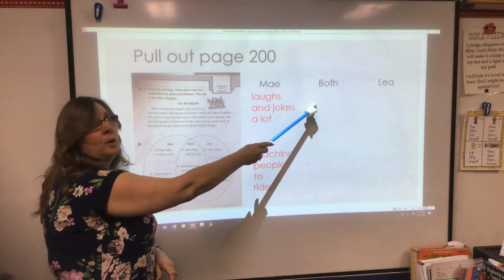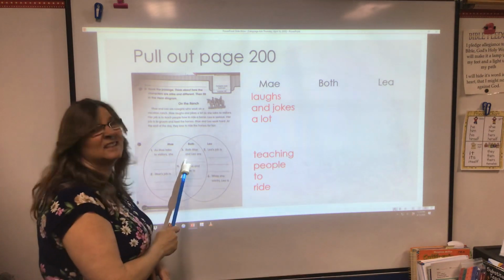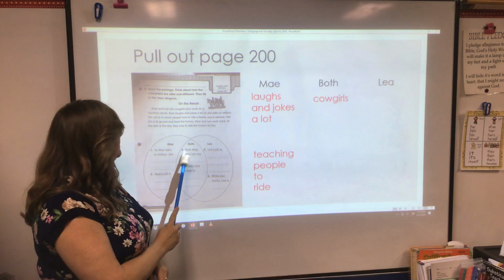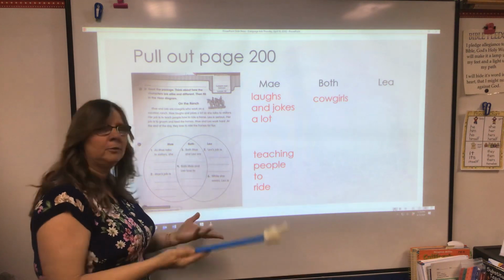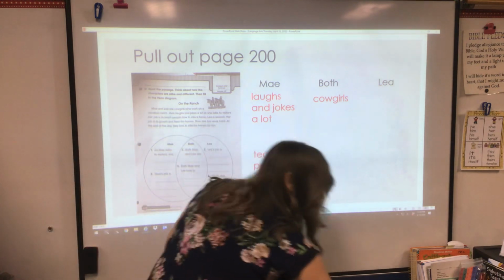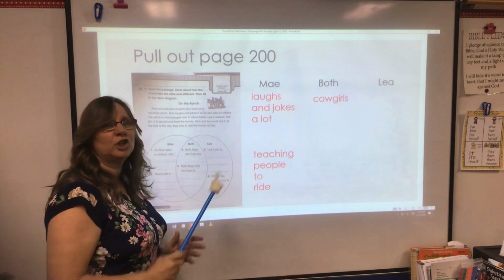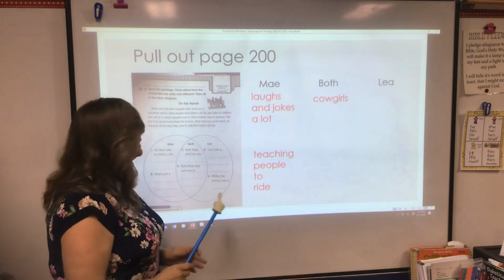Now, how are they both the same? We're going to do both the same before we go over there, only because it says number 3. It says both May and Leah, they're both cowgirls. It said that in the very beginning, I think it was the first sentence. May and Leah are cowgirls. So you can always highlight that too. That's how they're the same.